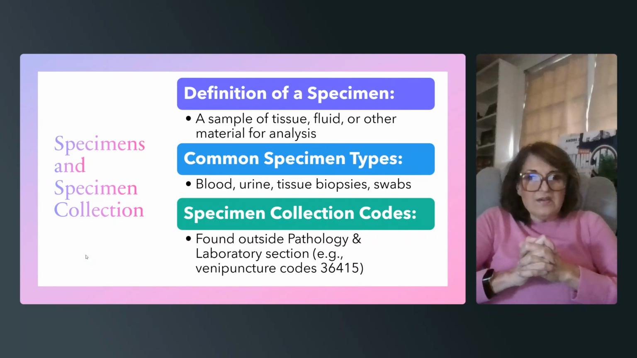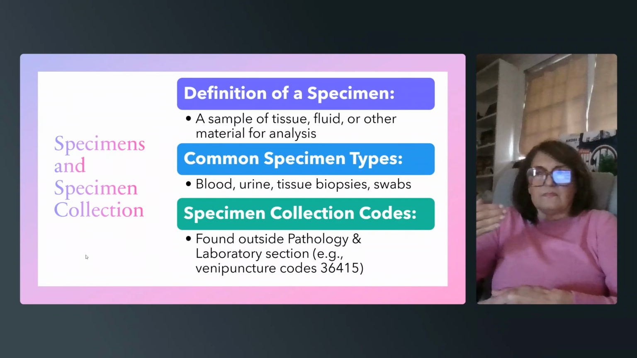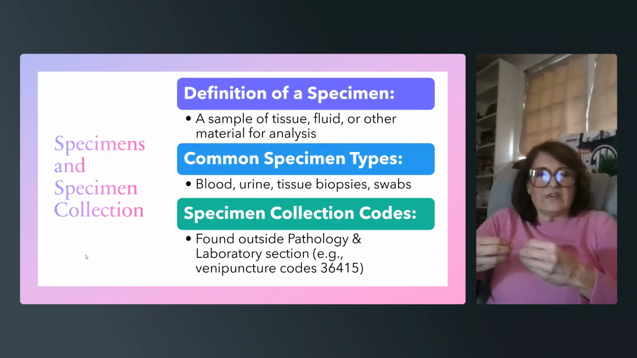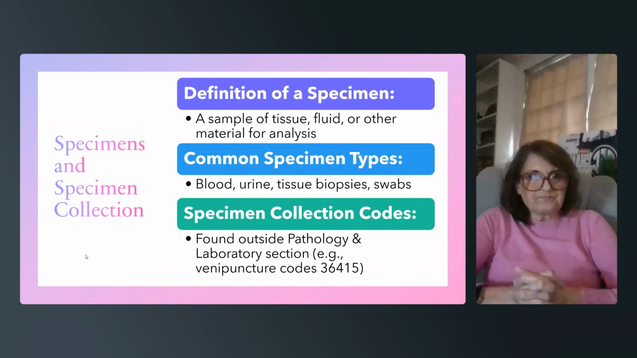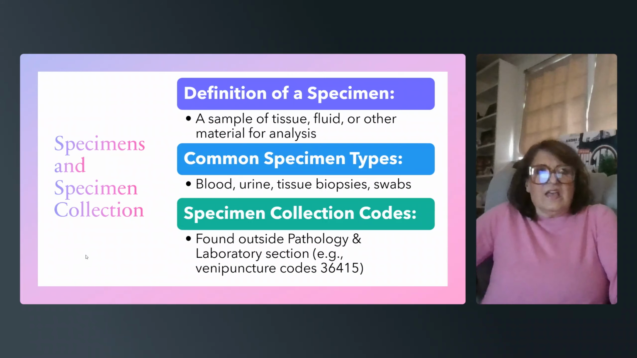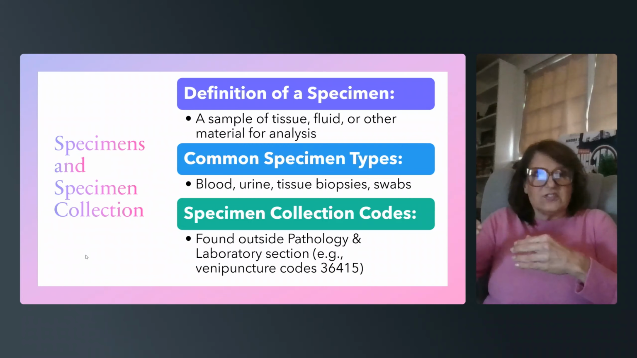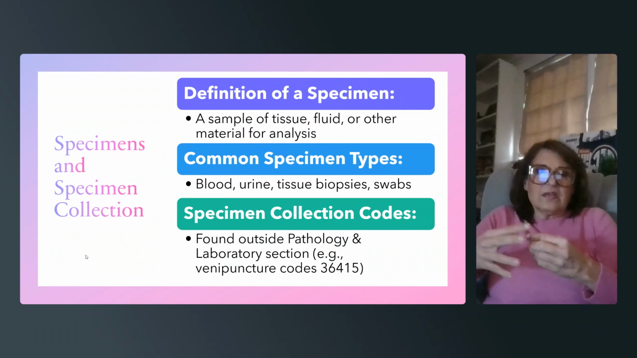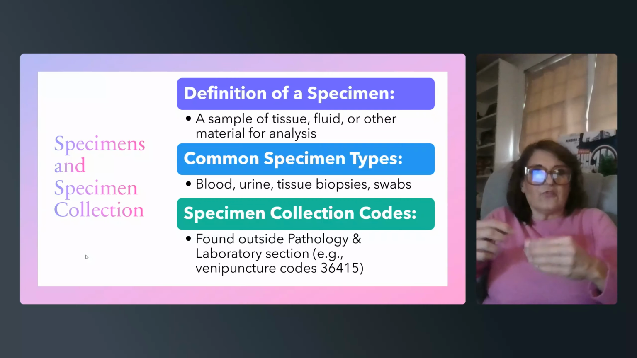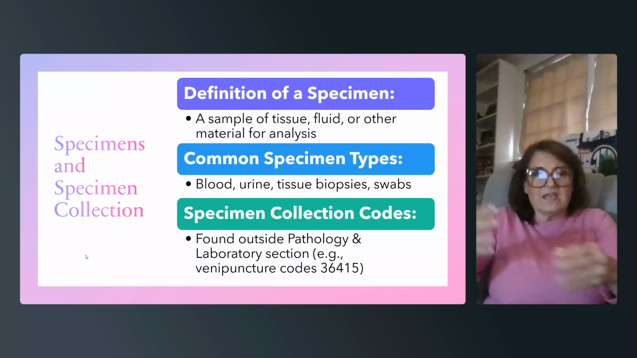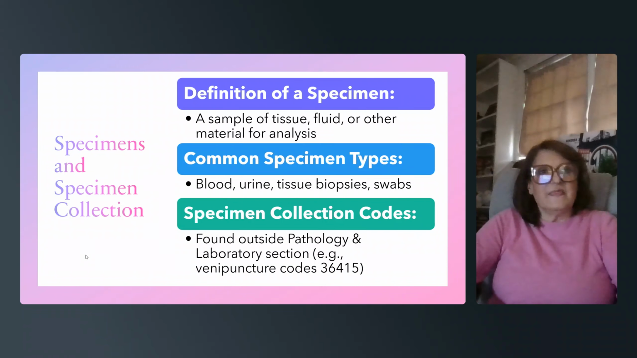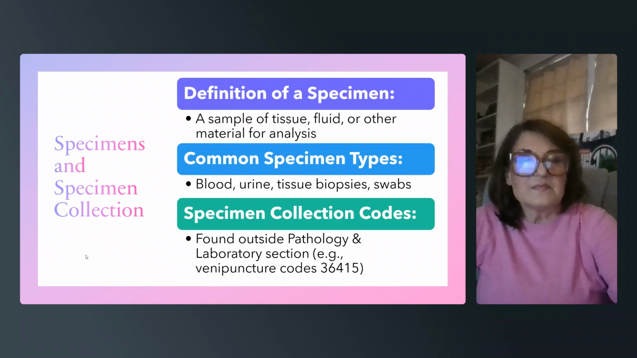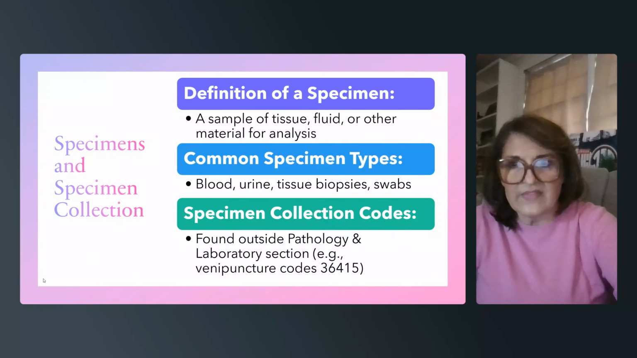Specimen collection codes, like to collect it, like if there's an injection or anything like that that's given to perform that, to get that specimen. Those are not in the Path and Lab section. Those are found in the procedure section. So for example, if they had to excise something for a biopsy, excise a cyst or something, you would code that excision of the biopsy as a whole other procedure, separate from coding for the Path and Lab section of the results of that biopsy.